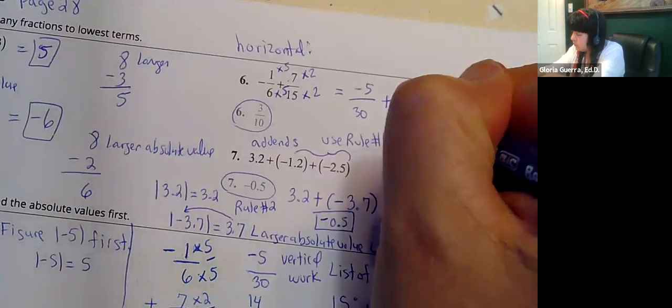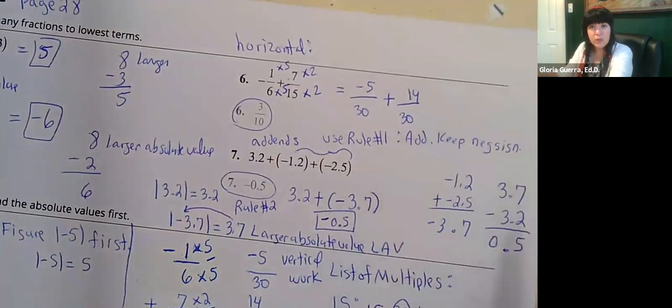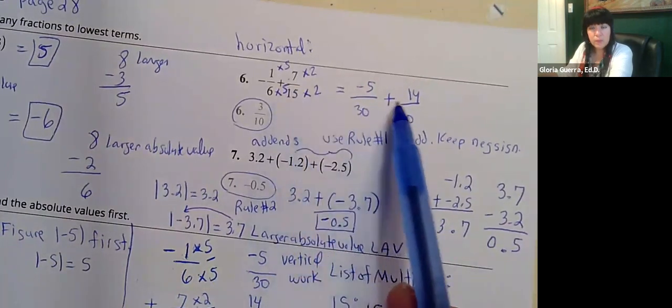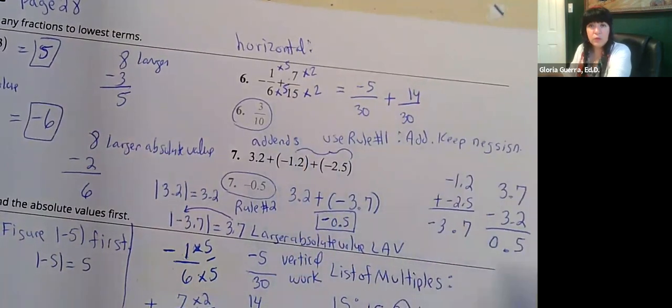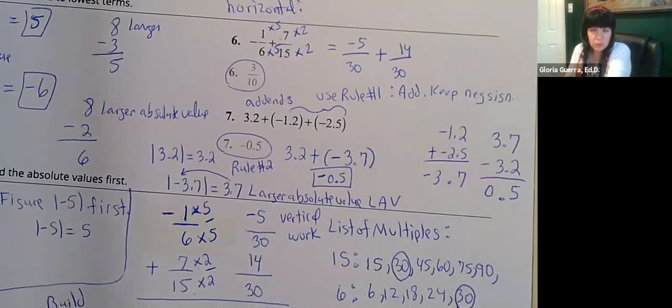2 times 7 is 14. 15 times 2 is 30. Okay, see? So you can show your work like this horizontally or like this vertically. So you choose, all right? But you have to show your work.